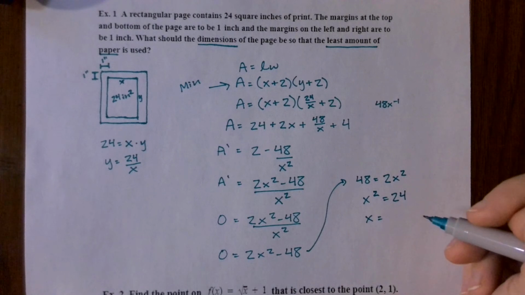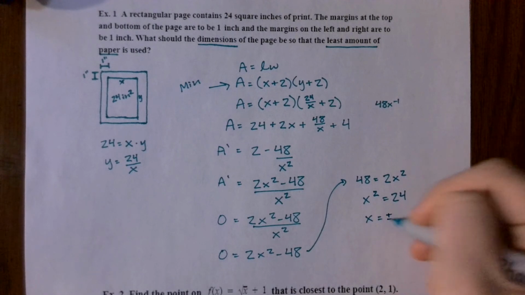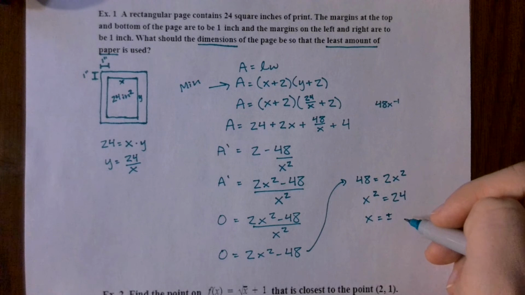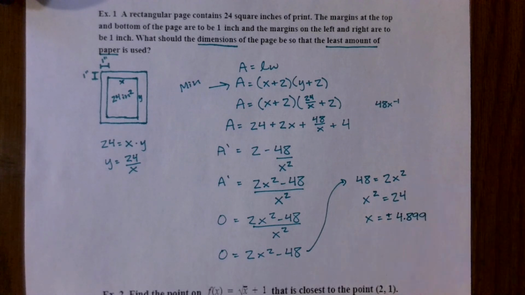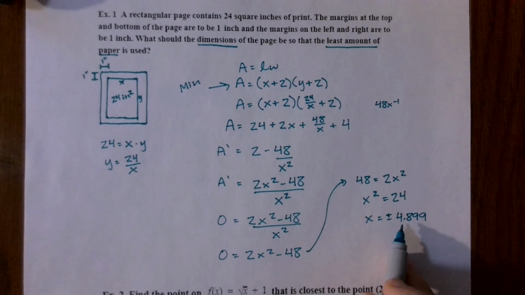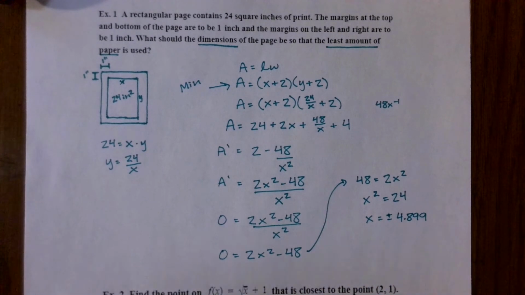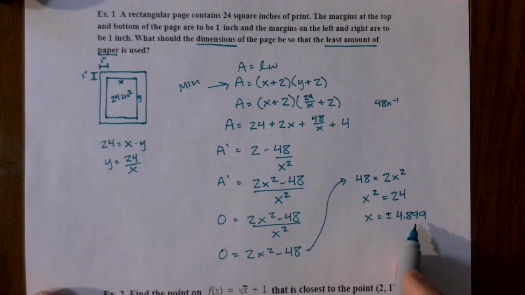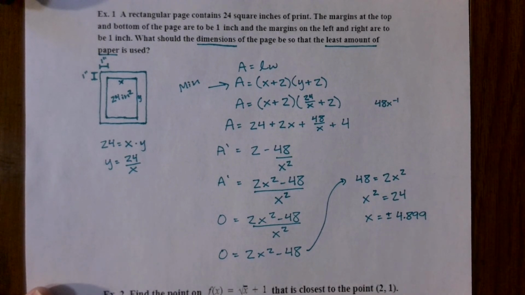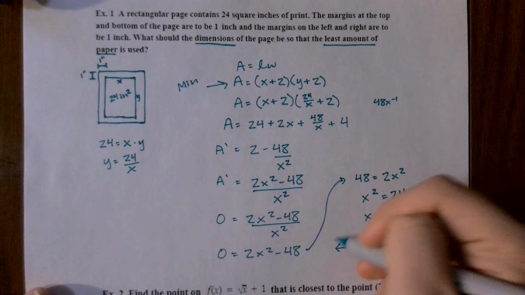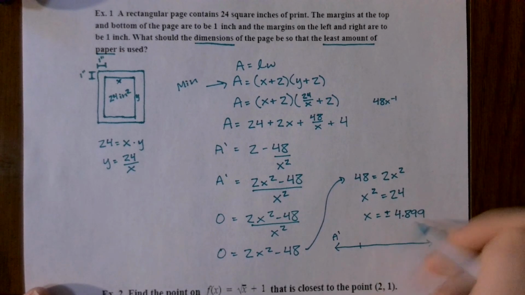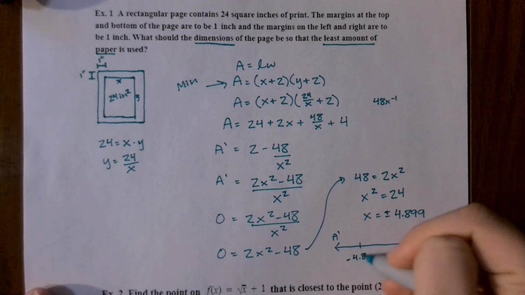And then we get plus or minus the square root of 24, which is about 4.899. Remember, for AP Calc, we're rounding to 3 decimal places, whether you're rounding there or truncating. And then we do have a positive or a negative. We know that one of those is not going to make sense, usually the negative. But we're going to go ahead and analyze our a prime here to show why we know which one works and which one doesn't.